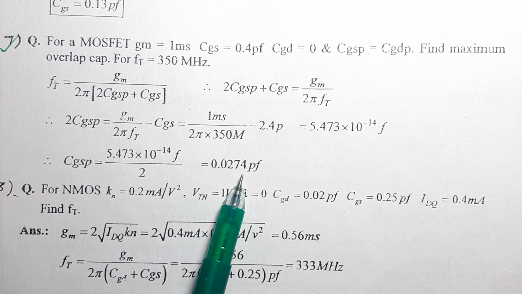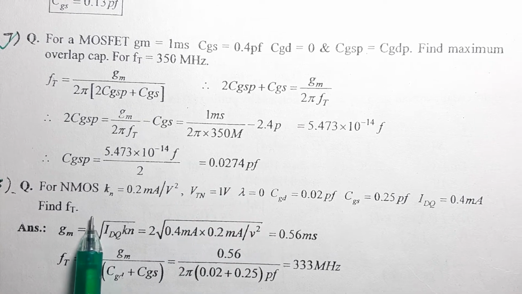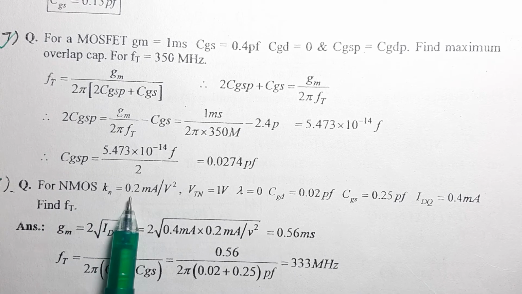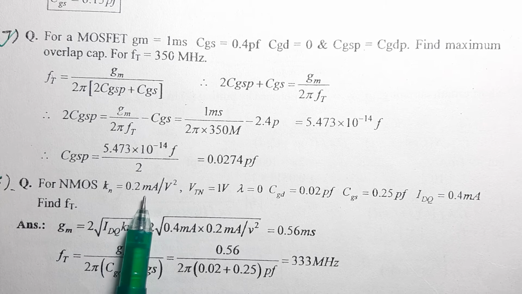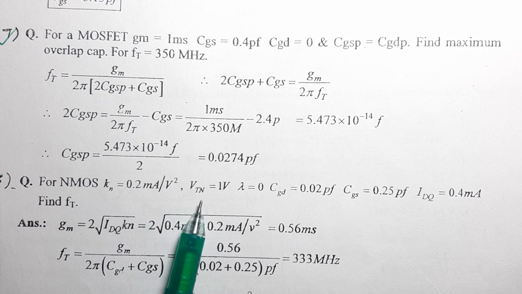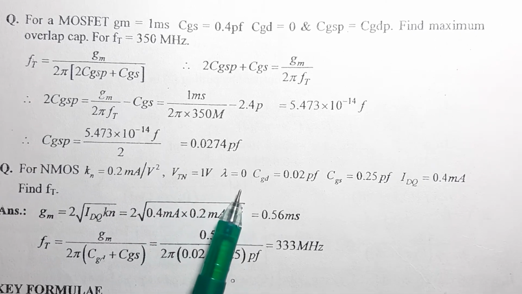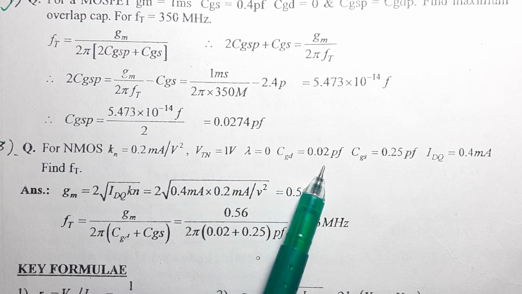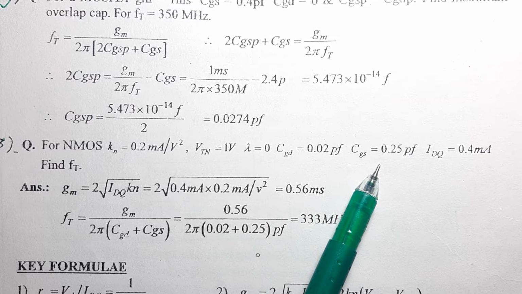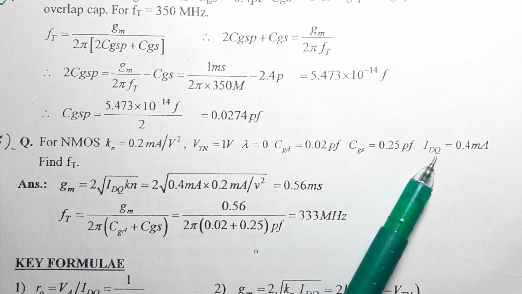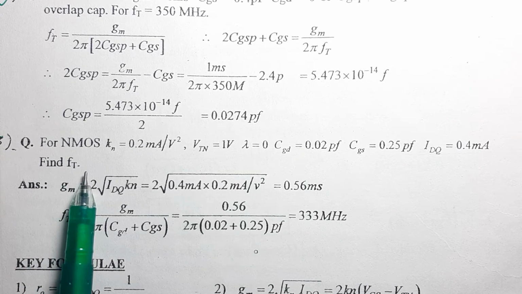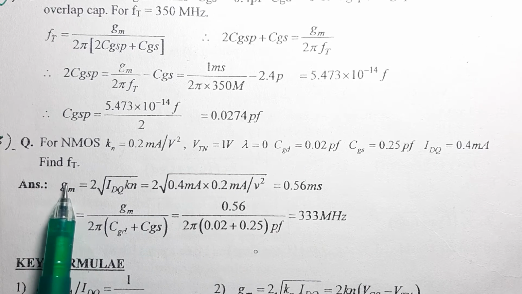so it becomes 0.0274 picofarad. Now we have a different kind of numerical: for NMOS your Kn is given as 0.2 milliamps per volt squared, Vtn is 1 volt, lambda is equal to 0, CGD is equal to 0.02 picofarad, CGS is equal to 0.25 picofarad, and IDQ is equal to 0.4 milliamps. You need to find your FT. So let us begin the numerical.